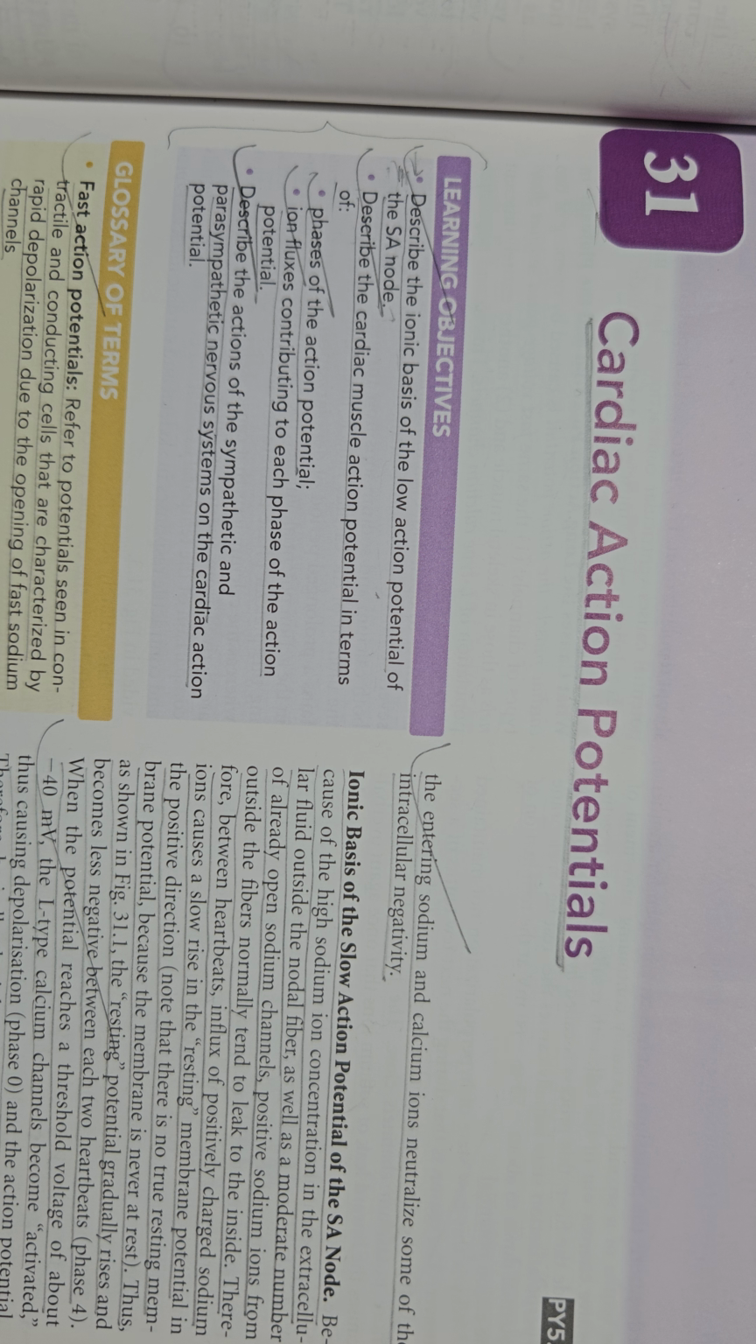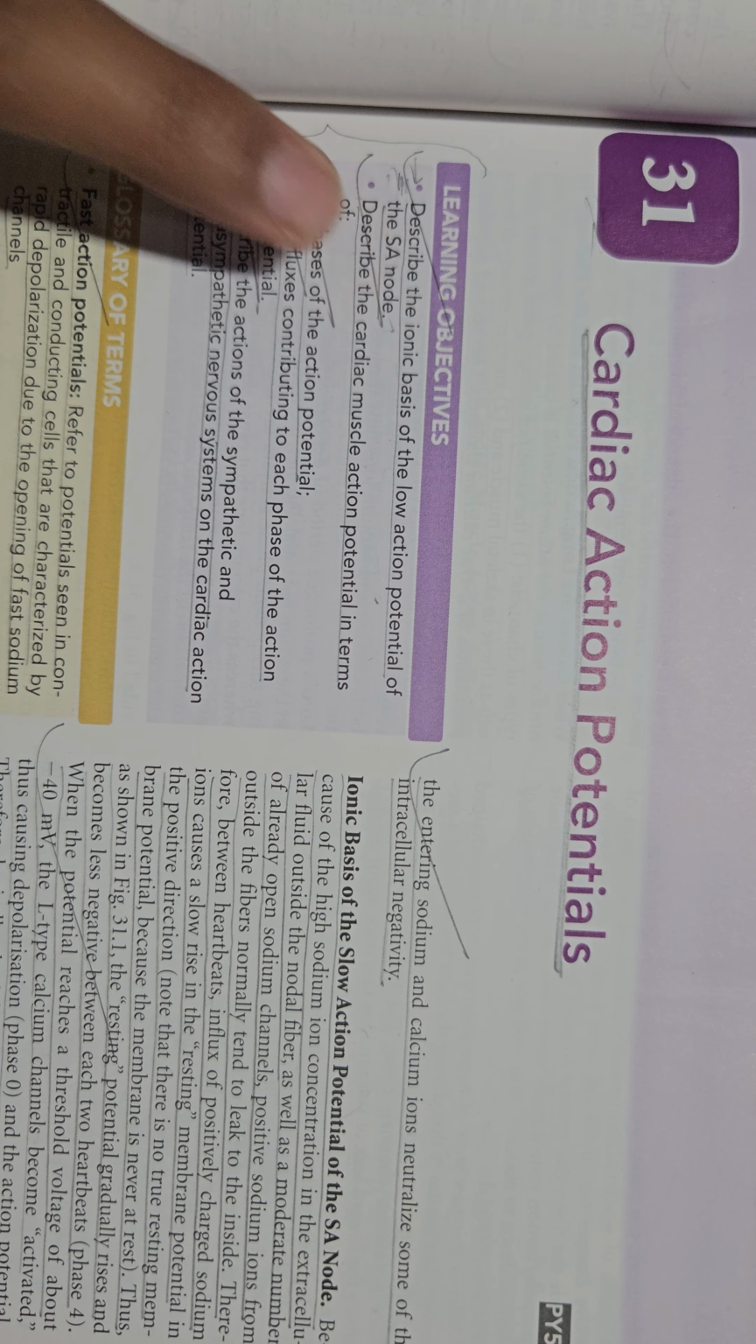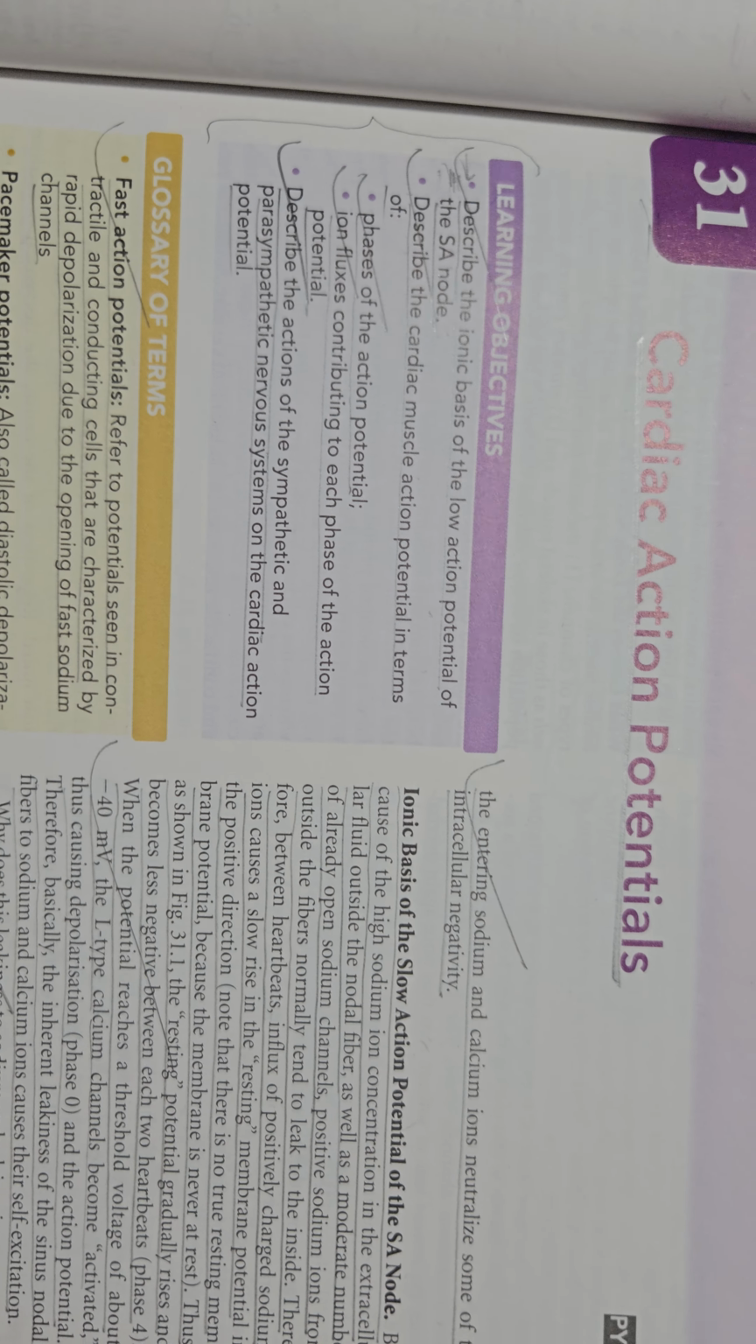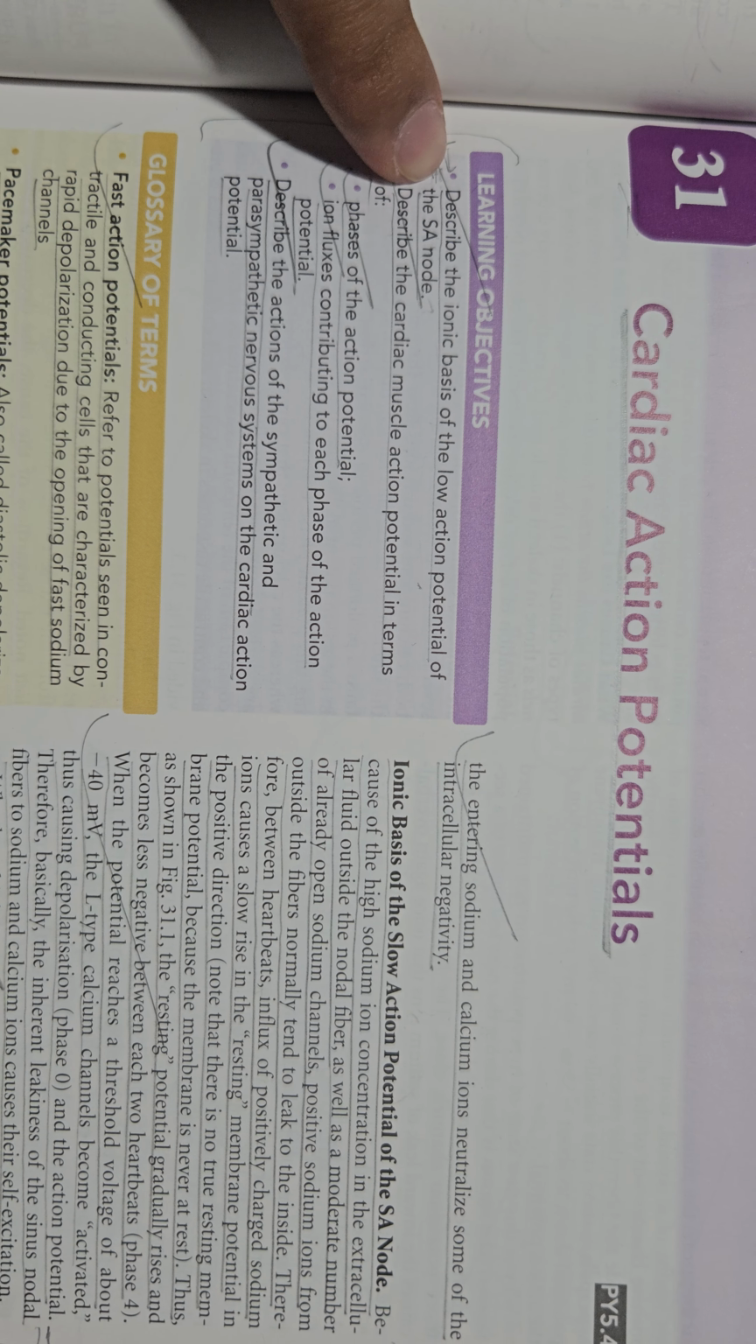That's chapter 31 from Guyton Physiology, and we are going to start with the learning objective number one, that is, describe the ionic basis of the action potential of the SA node. So it has three learning objectives, and we are going to start with the first. No need to write anything. The notes of this video are in the description of the lecture.